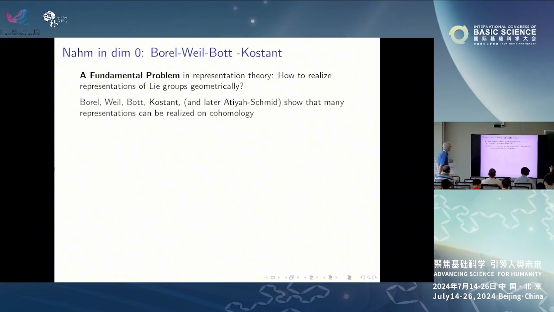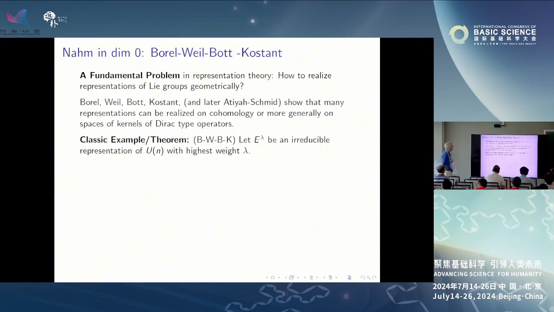And Borel-Weil-Bott, generalized by Kostant and even more by Atiyah-Schmid, showed that many representations can be realized on cohomology of manifolds. And so you can understand an irreducible representation as some particular cohomology group for a manifold. And then using the Hodge isomorphism, you could go from realizing representations in cohomology, to realizing them in the kernel of a Laplace type operator, or perhaps more generally a Dirac type operator. And so that's what Borel-Weil-Bott, Kostant, and Atiyah-Schmid have done.